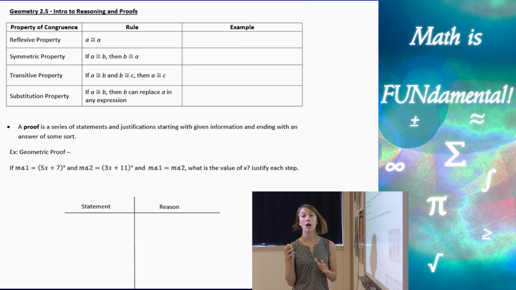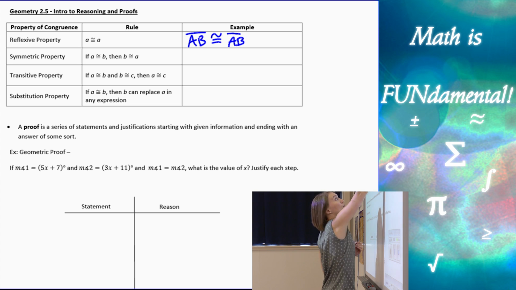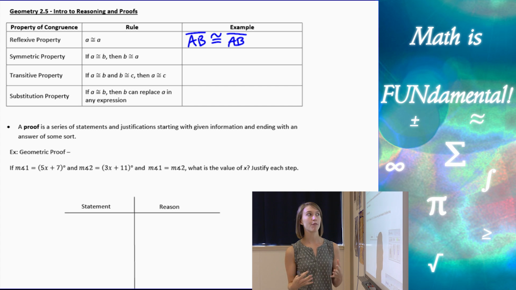All right, some properties of congruence. So we had properties of equality, now we have properties of congruence. Reflexive property of congruence, again, is going to be something like segment AB is congruent to segment AB. Reflexive property, think of it like a reflection in a mirror. You're looking straight at yourself, so both sides of those congruent signs or equal signs are going to be the same.